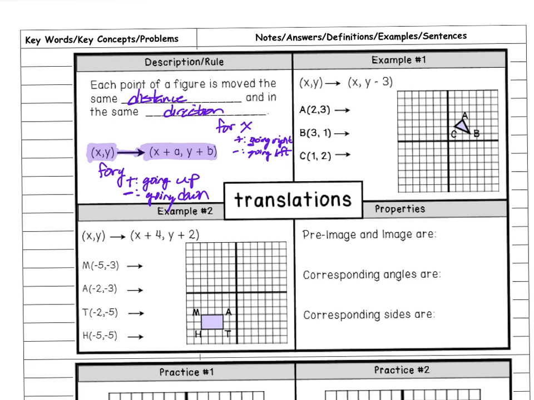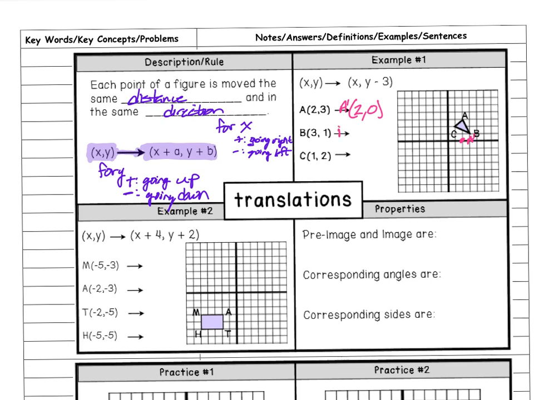It says x is going to stay the same, and I'm going to subtract 3 from y. So if I have my point A at (2, 3), I know that A prime is going to be, well, x is staying the same, and y I'm subtracting 3 from, so 3 minus 3 is 0. So I'm going to plot that point at (2, 0), and then I'm going to label it A prime.